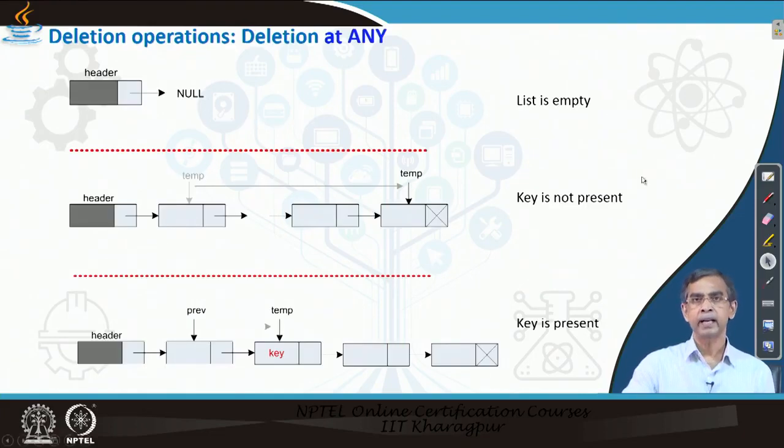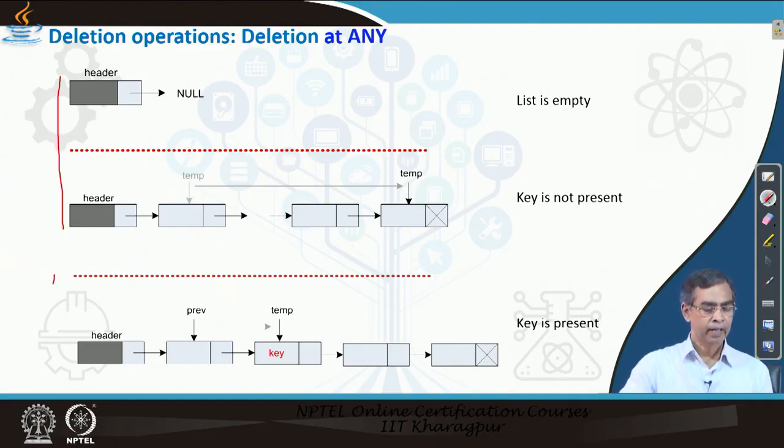Now again there are three situations we may have. One situation is that the list is empty. The other situation is that the list is not empty, but key is not present in the list. And the third situation is that the list is not empty and key is present. In the first two situations, whether the list is empty or the list is not empty but key is not present, we do not have to delete anything, and that is all.